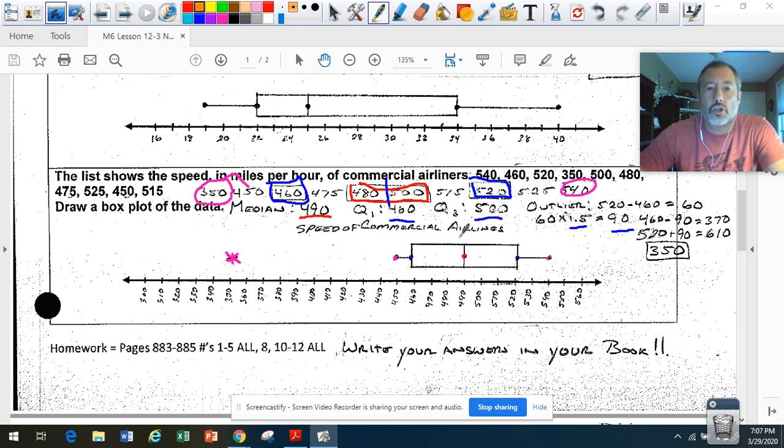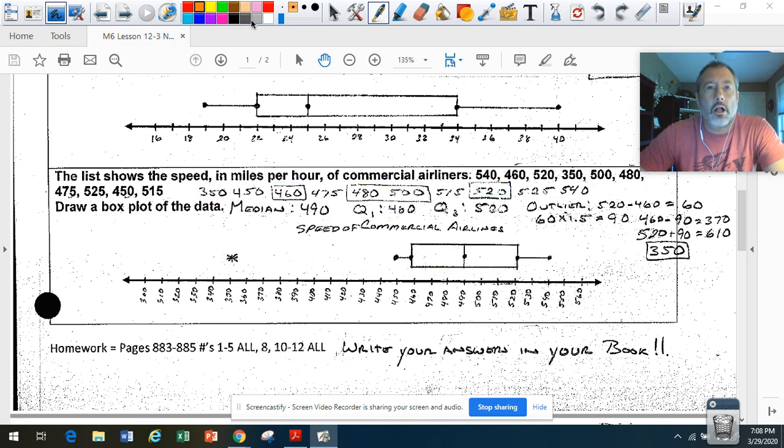So here we go. We're going to do our whiskers. From our new lower extreme, which is 450, I draw my line to Q1. I go from my Q3 to my upper extreme, so 520 to 540. Then I do my box around Q1 all the way over to Q3 and then back across. And then once again, draw my vertical line through my median, and that gives us our box and whisker plot. Good job, guys.